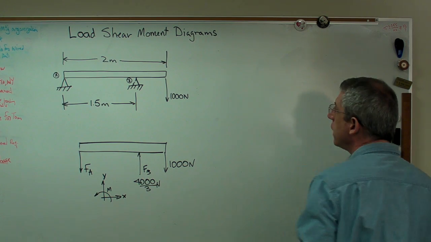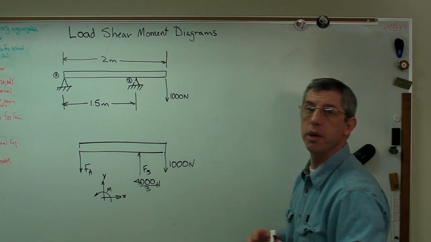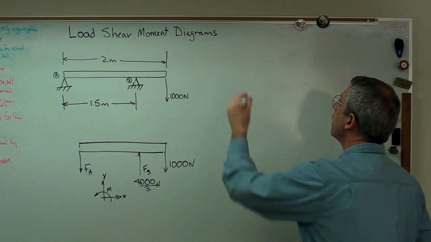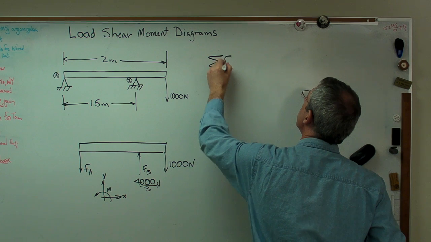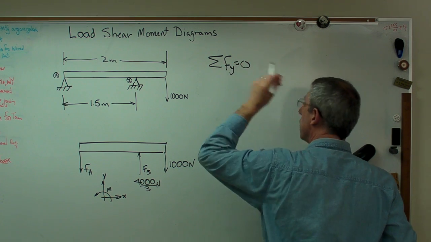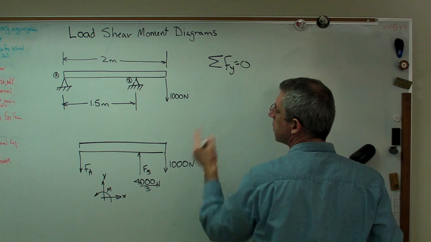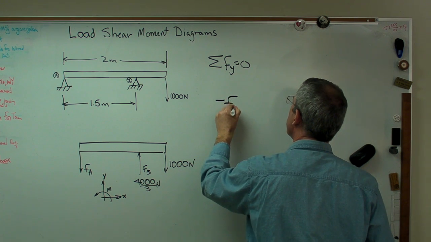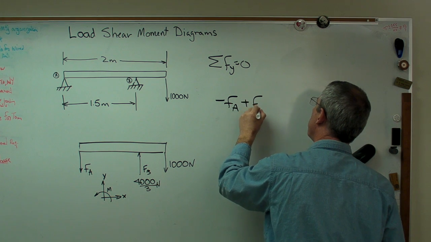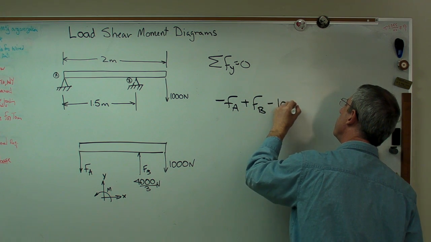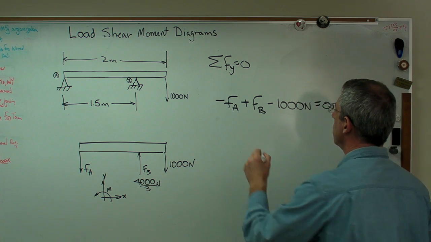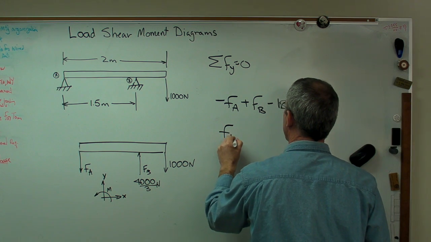Okay, next thing to do here is I'm going to sum the forces in the vertical direction, which is the y direction. And let's see, I'm assuming FA is down. I think it is, and we'll find out here in a minute. So minus FA plus FB minus 1,000 all has to equal 0. So let me just rearrange here a little bit.